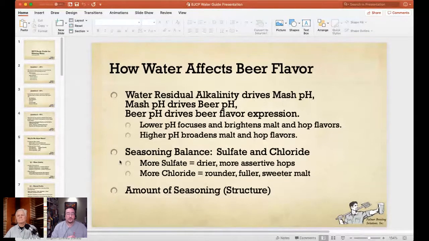Okay. Now the amount of seasoning is what we refer to as mineral structure. And this is, as I was saying, the total amount of sulfate and chloride and sodium, as well as calcium and bicarbonate. The total amount of minerals in the water is the total amount of seasoning that supports all the beer's flavors. And we refer to this as mineral structure. And so a water with a low amount of dissolved minerals would have a low structure. A water with a high amount of dissolved minerals would have a higher amount of structure to support those beer's flavors. Okay.